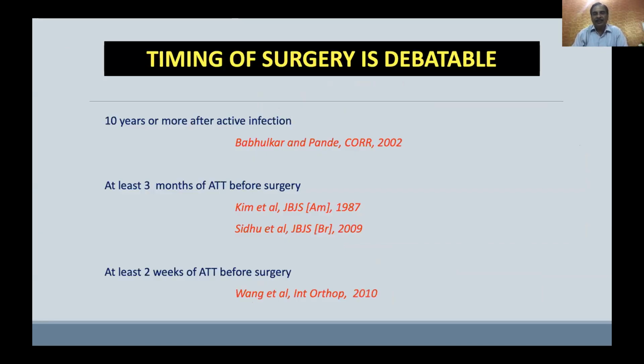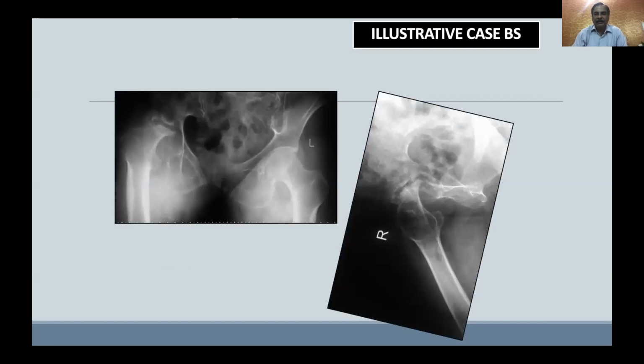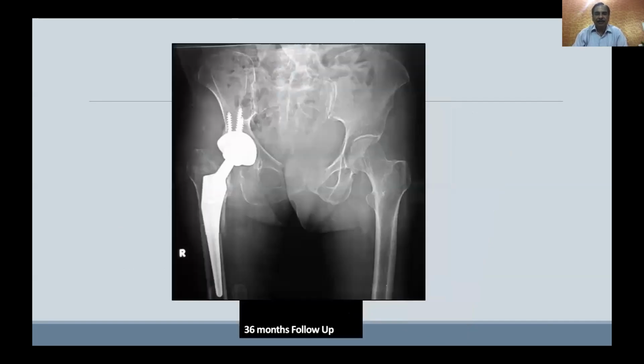So timing of surgery is debatable. It's anything from 3 months after starting ATT to 10 years or more. And like I said, now more and more literature says that you can do it anytime you like, but then you must start them on ATT. Both cemented and cementless hips are good enough. And this is one illustrative case where you can see a classical tuberculosis picture, and total hip replacement can be a very useful option for these patients.